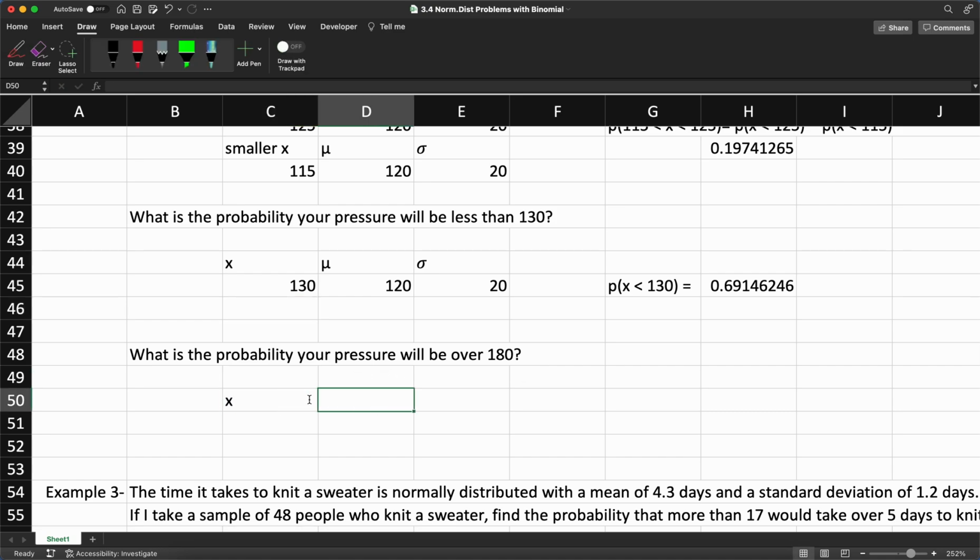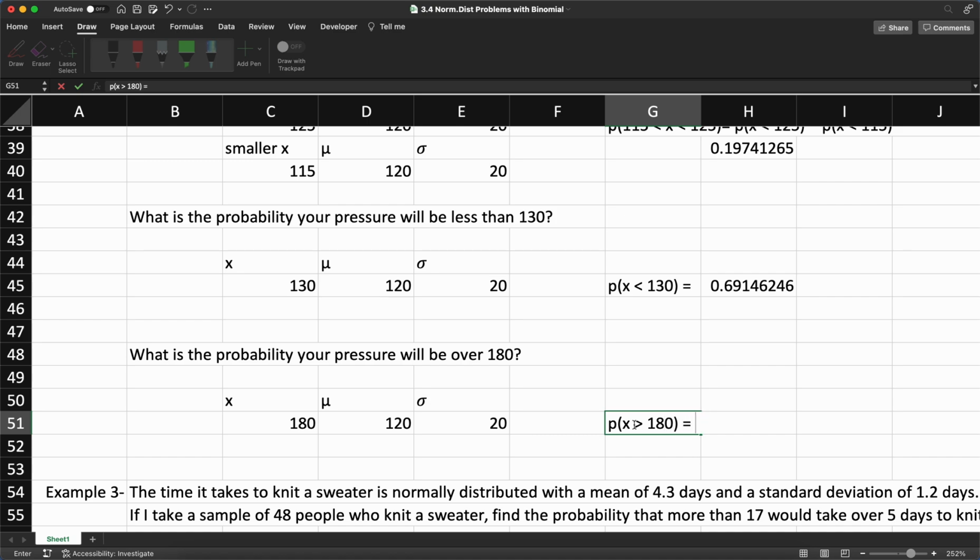Again, I'm just setting up x, mu, and sigma. x is going to be 180. Our average is 120. Our standard deviation is 20. So before I even calculate this, I'm thinking this is going to be pretty rare since we're about 3 standard deviations above the mean. And so we're finding the probability that x is greater than 180.